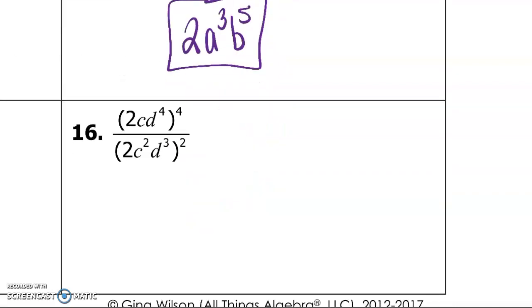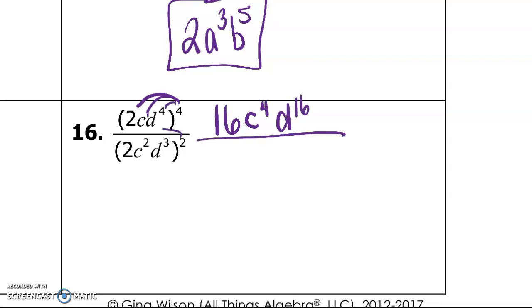For 16, we have to simplify both the top and the bottom before we can divide. 2 to the 4th is 16. C to the 4th, 1 times 4. D to the 16th, 4 times 4. Over. 2 squared is 4. Multiply C to the 4th. Multiply D to the 6th.